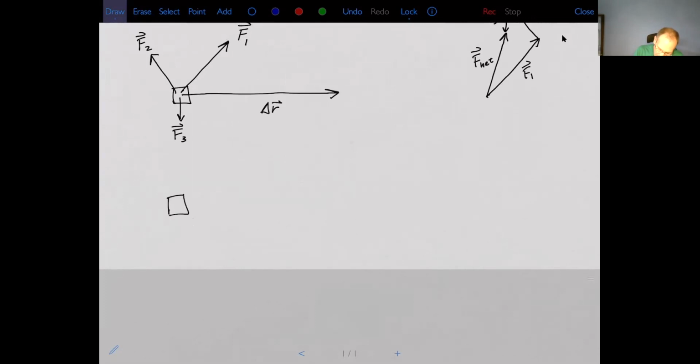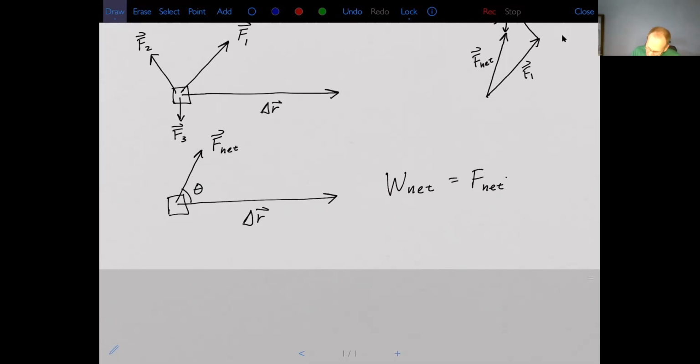So one way of calculating the net work, the work done by the net force, is to calculate the net force, which we just did, and then we can simply use the fact that you can think of the net force acting on the object by itself. Remember, it's undergoing this displacement. If we assume we know the angle between the net force and the displacement vector, then the net work, the work done by the net force, is simply going to be the net force times the displacement times cosine of theta. So in other words, you can treat the net force as your single force, because now it's just like a single force.